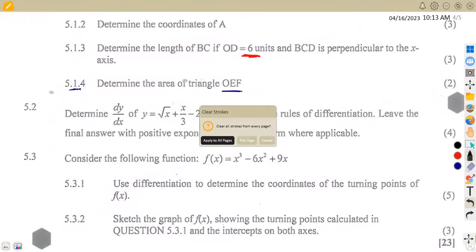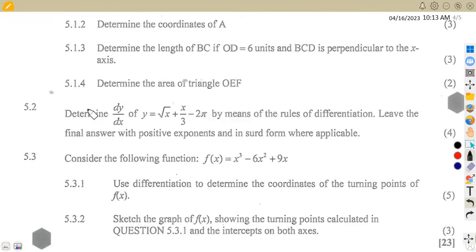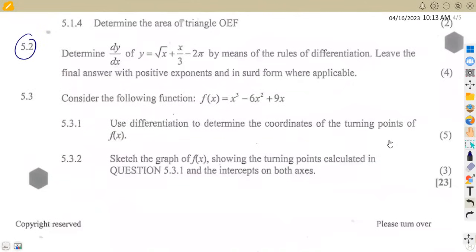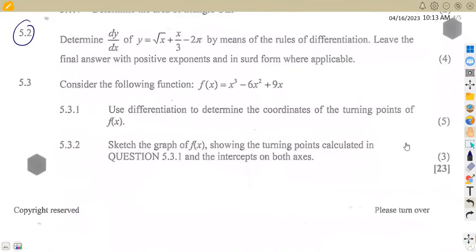All right, so here we are, given 5.2, determine dy/dx by means of the rules of differentiation. Leave the answer with positive exponents. Take note here, your answer is supposed to have positive exponents and in surd form where it is applicable.